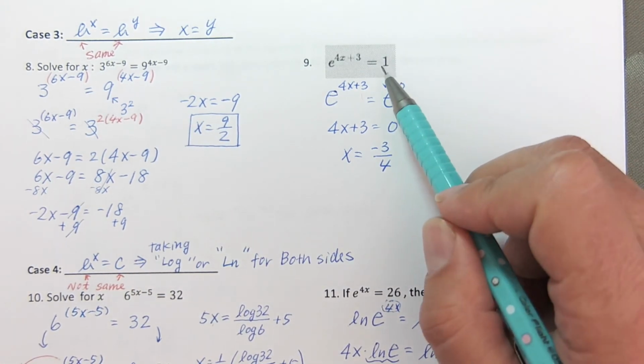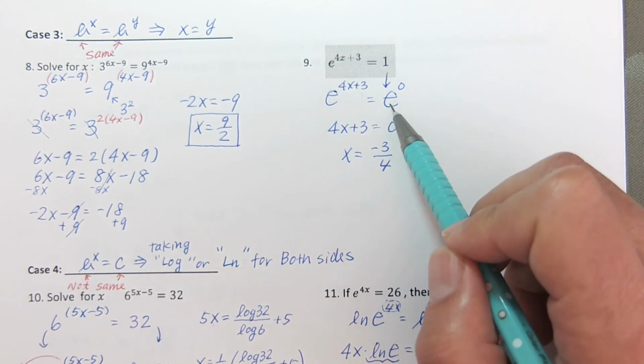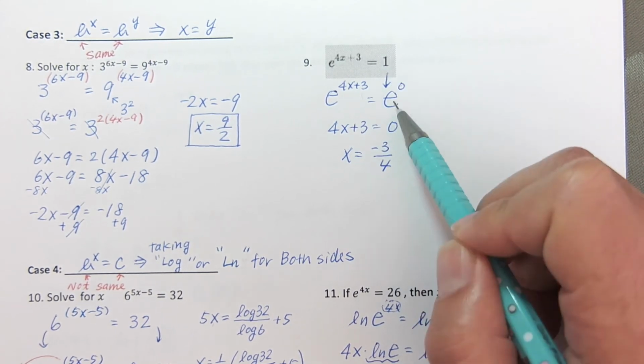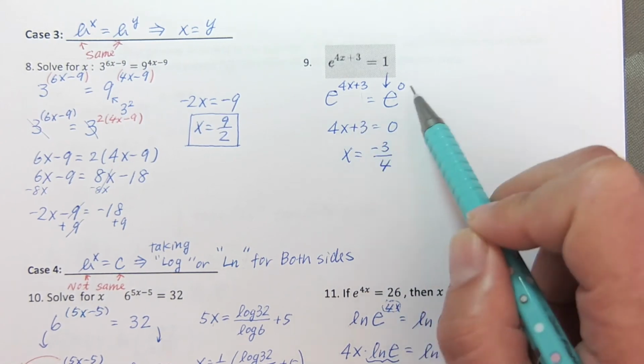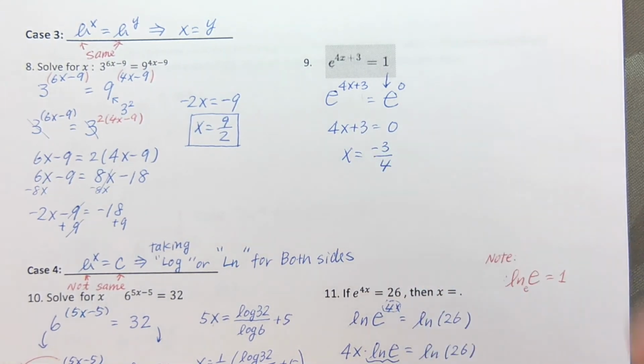This one here, now this looks like the bases are different, but if I go e to the 0 power, which is 1, now I force them to be the same. So the exponent equals the exponent, solve for x.